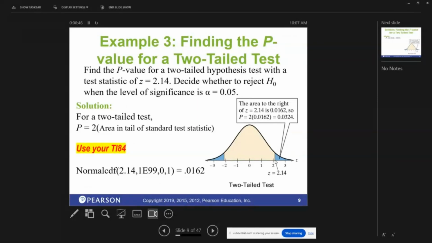2.14 is our minimum this time. And so our maximum will be infinity or 10,000 or 1E99. And then we still use 0 for the mean and 1 for the standard deviation. So when you put that in your calculator, you should get an area of 0.0162. But now remember, this is a two-tailed test, so I have to multiply that by 2 before I compare it to my alpha value of 0.05.